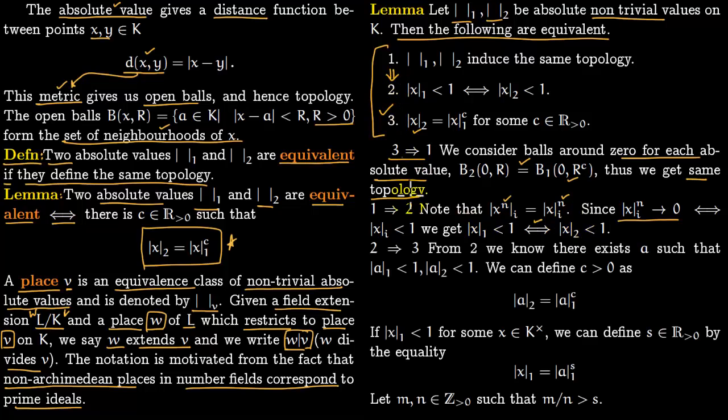So now 2 to 3 requires some effort. So 2 implies 3. First, from this statement here, we know this is true, so we can find some a such that the first absolute value of a is less than 1, and the second absolute value is also less than 1. It's just copying the statement right here.